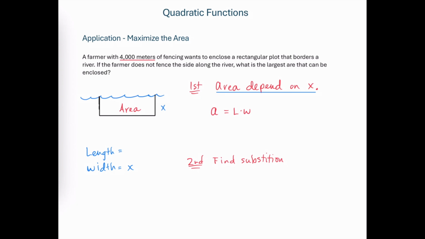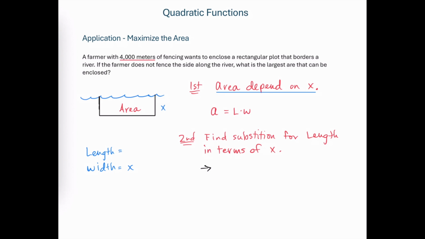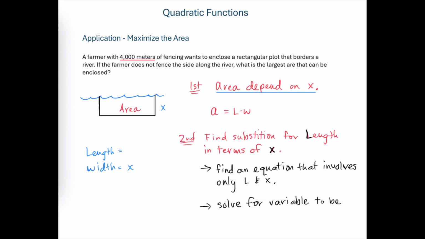So to formalize our task here, let's say that we need to find a substitution for the length in terms of x. Now, generally speaking, if we want to replace length with a variable expression in terms of x, we need to find an equation that involves only those two variables. And once we have that, we'll solve for the variable that we're trying to eliminate, which in this case is L, the length. So now we need to dig back into the given information and find an equation that involves only the length and x, which by the way is width. And of course it can't be the area since that's what we're trying to rewrite.